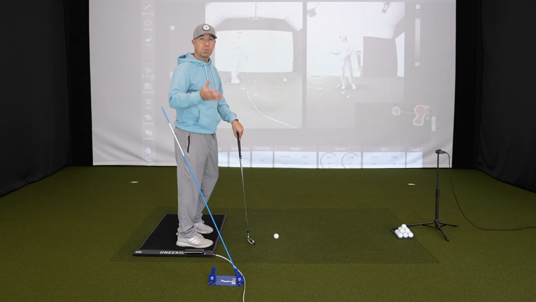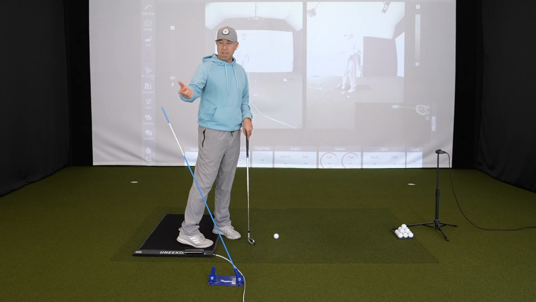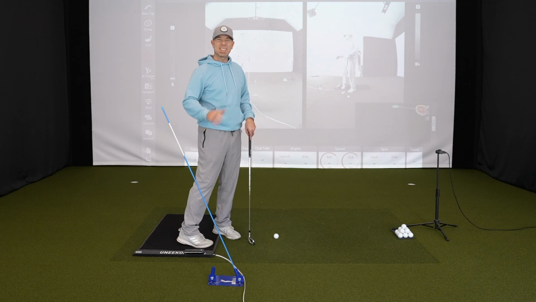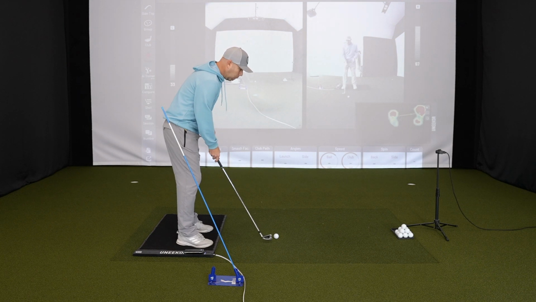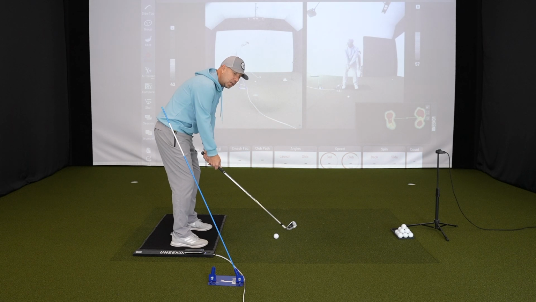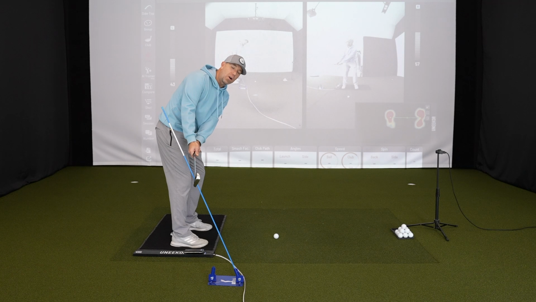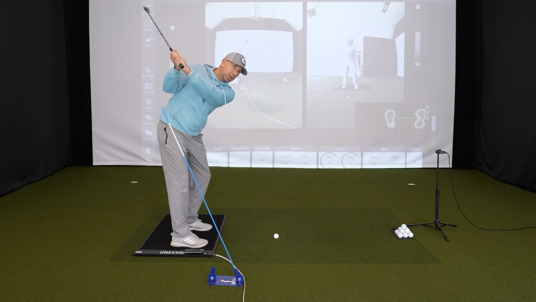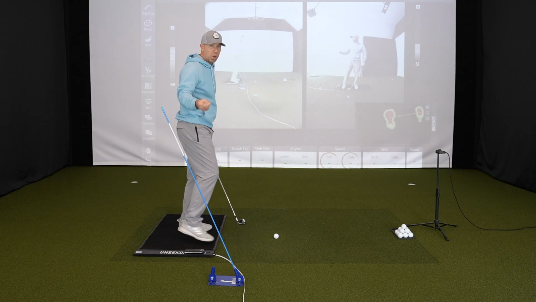If you're on the range, or outside in the backyard, just take one of these snow stakes you can get at Home Depot, stick it in the ground, and put it at a slight angle. What this is going to create is some spatial awareness. I cannot get my hand path to go too far inside because I'm going to hit the stick. So it really works on the space that the club is working in.